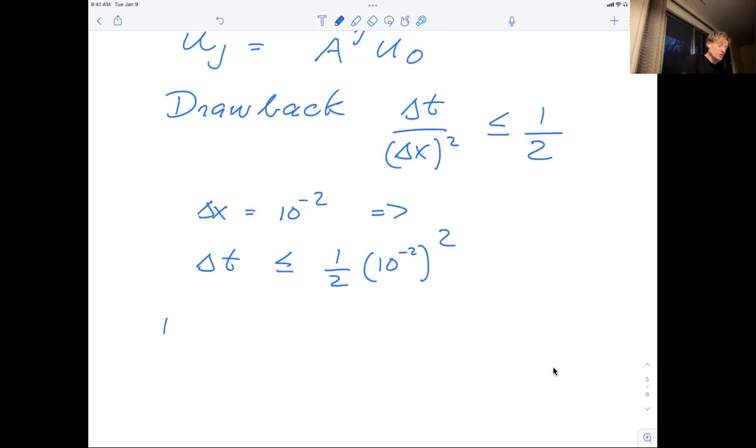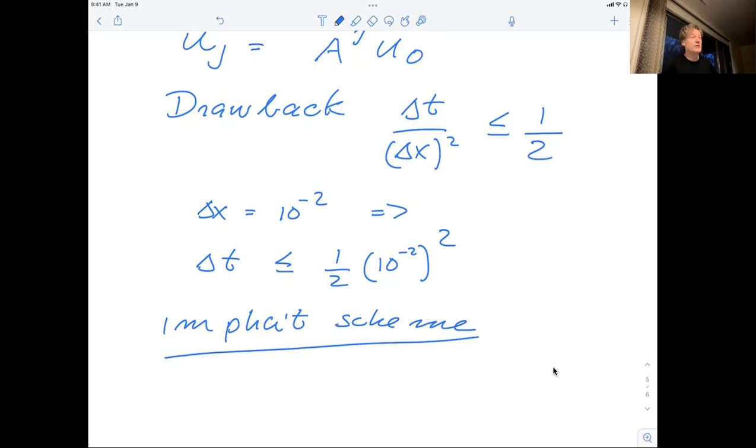So this leads to what's normally called the implicit scheme, which we are going to look at after the break. That will be the second scheme, which you should feel free to implement and study in conjunction with the solution of neural networks.